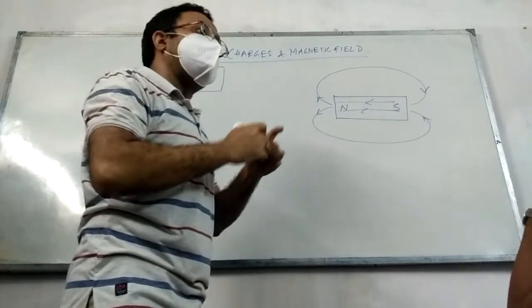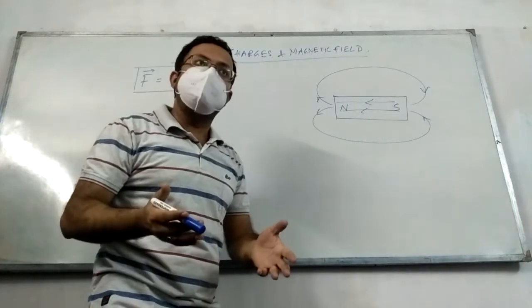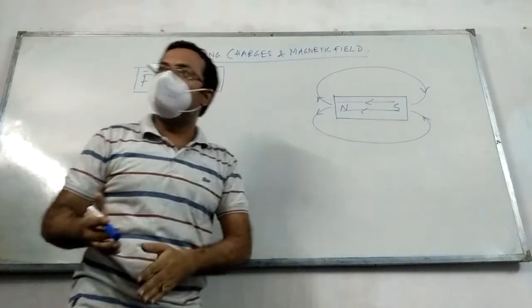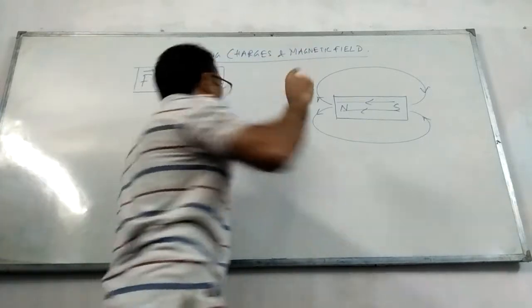So that means obviously there is also something called magnetic field lines. जैसे electric field lines था, वैसे magnetic field lines है. Okay. Now let's come to the topic.